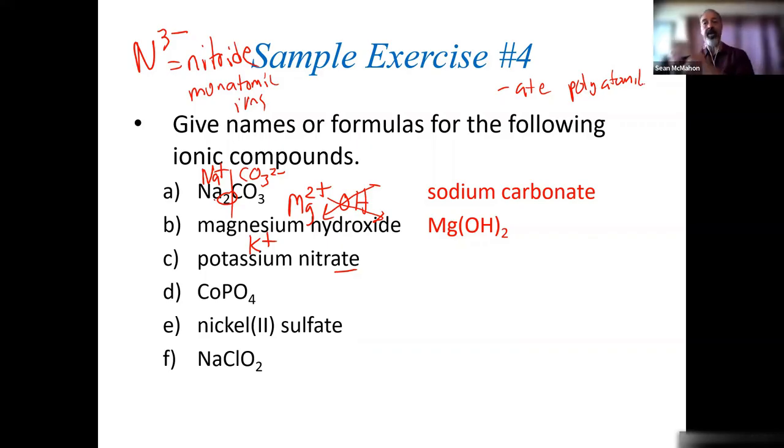So nitrate means, okay, polyatomic, there's nitrogen and there's oxygen. Is there 3 or 4? Because it's an -ate. Oh, it's not on that 4. So there's 3. And this is one of the goofy ones. It's a -1, not a -3. So it's going to be a 1-to-1 ratio.